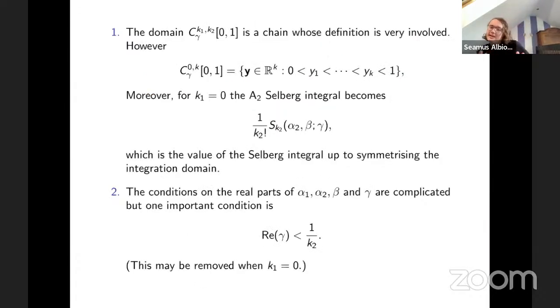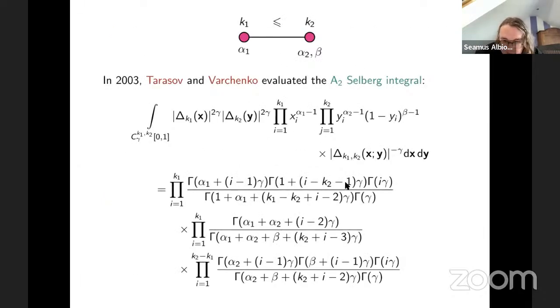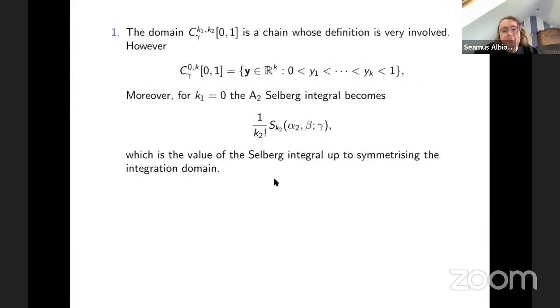The other thing is that I didn't say anything about the parameters. The parameters alpha 1, alpha 2, beta, and gamma are still complex numbers, but the conditions get more complicated. There is some domain of convergence, but gamma, which I said before could be a bit negative, can still be a little bit negative, but it also has to be small. As K2 gets bigger, the real part of gamma has to remain smaller. Of course, when K1 is 0, you can get rid of this condition, and you can see it explicitly on the right-hand side. It comes from this gamma function here.